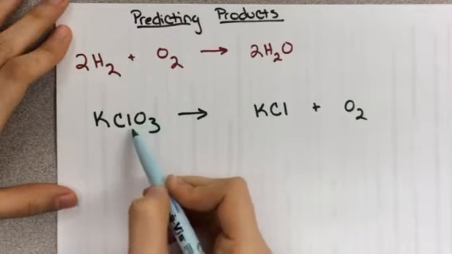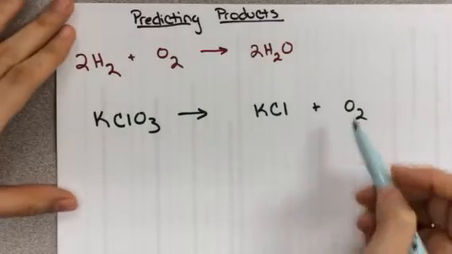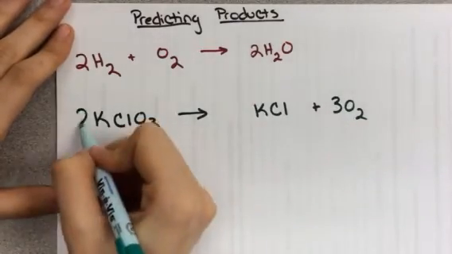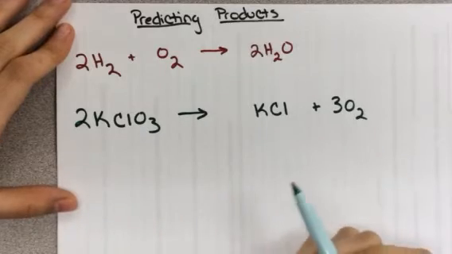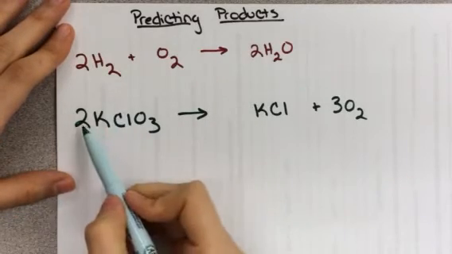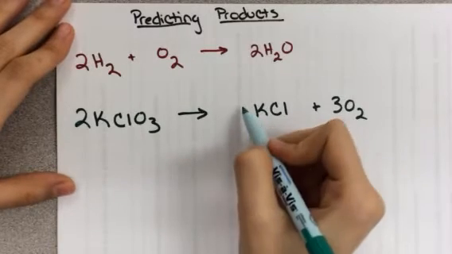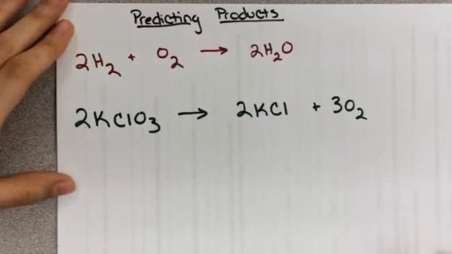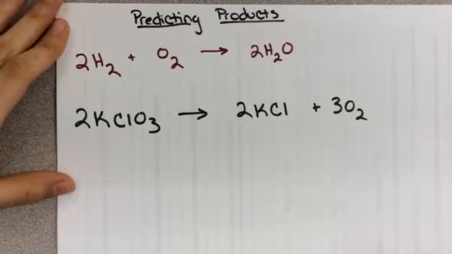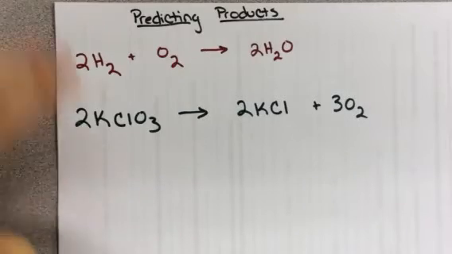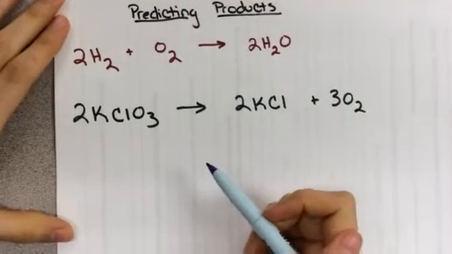We have 3 oxygens on this side, 2 oxygens on this side, so we're going to switch those numbers around, put a 3 here and a 2 here. That way we have 6 oxygens on both sides. And since now we have 2 potassiums and 2 chlorines on the reactant side, we also need 2 on the product side. Again, I know this is going to be a little bit challenging to grasp at first, but we're going to do plenty of practice for you to be able to do these on your own.